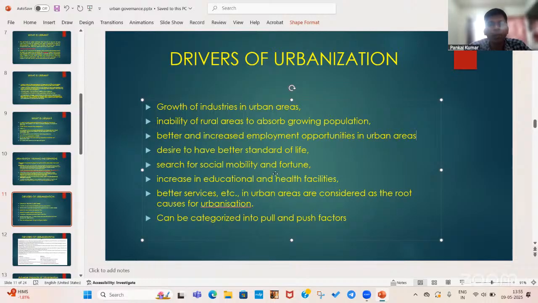Next comes the increase in educational and health facilities in urban areas. So this is also a pull factor. I don't think I need to explain; these words are self-explanatory here. Then comes better services, etc., in urban areas. They are also considered root causes of urbanization. Okay. Now all these factors can be categorized into pull and push factors, as I told you. Now we'll try to look into all these reasons in some organized way in our next slide.